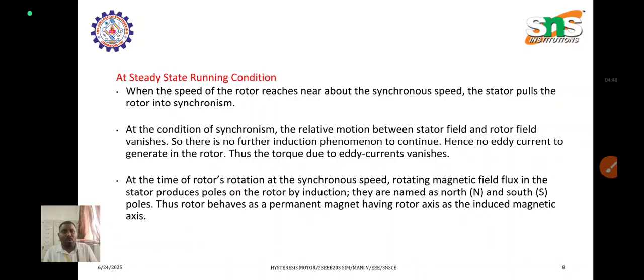The stator pulls the rotor into synchronization. So when the power supply is given, the rotor is pulled into synchronization. At synchronous speed, the relative motion between the stator and the rotor is zero, so there is no further induction phenomenon to continue. No eddy current is generated in the rotor, so the torque due to eddy current vanishes.